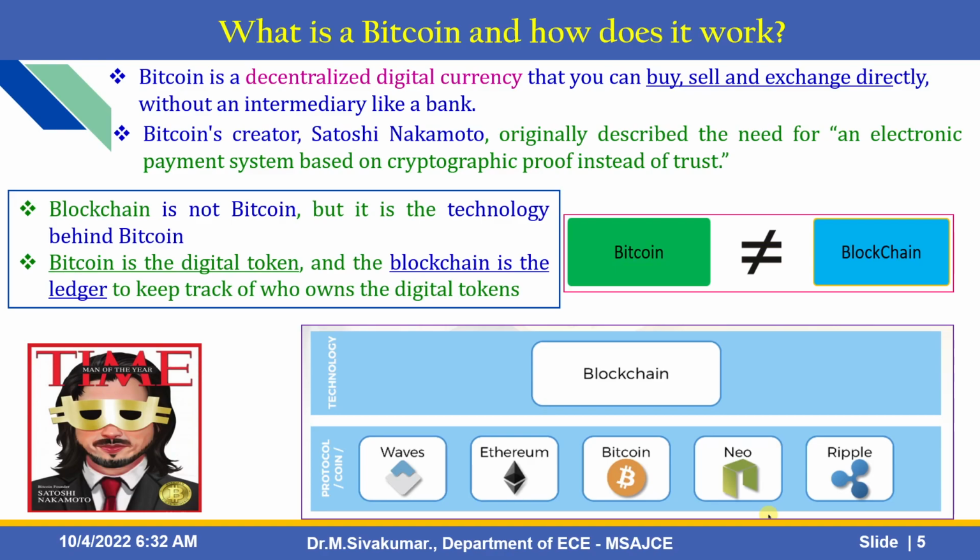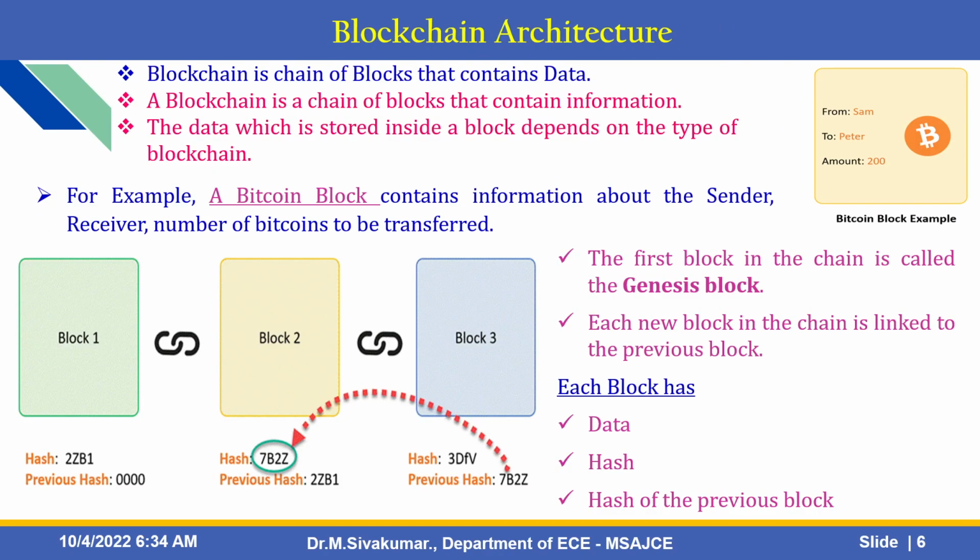Again, blockchain is not Bitcoin but is the technology behind Bitcoin. Bitcoin is a digital token and blockchain is the ledger to keep a record of who owns the digital tokens. These are the technologies behind blockchain: Waves, Ethereum, Bitcoin, Neo, Ripple, etc. This is the general architecture of blockchain.